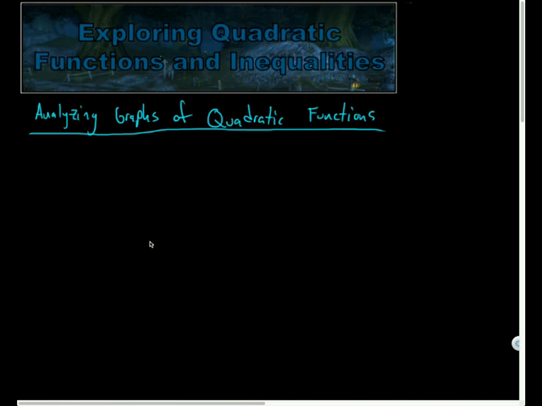Greetings and welcome. In today's video, we're going to talk about analyzing the graphs of quadratic functions. So specifically, we're talking about parabolas, where their vertex is, where the axis of symmetry is, and some general things that we'll be able to gather from it.